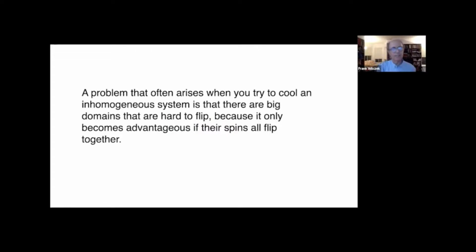A more sophisticated version of that is called annealing, a problem that often arises when you try to cool an inhomogeneous system. And these spin systems are very inhomogeneous because we put the interactions in such a way that they're dictated not by normal nearest neighbor interactions, but by logical constraints. You can find that there are big domains that are hard to flip, and it only becomes advantageous if all the related spins flip at once. This is the notorious problem of local minimum.